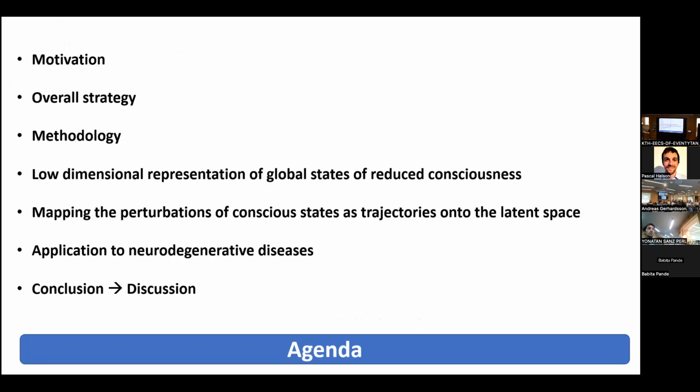So this is the main agenda of the talk. It will be basically a motivation of why we want to perform this kind of analysis, then an overview of our strategy, a more detailed explanation about the method, and then a couple of results using this method that are based on the low dimensional representation of this global state of reduced consciousness that we can get through this modeling and autoencoder dimensional reduction. Then how we can map model perturbations in this latent space that we get with the autoencoder, and then applications also to a different kind of brain state, which in this case would be neurodegenerative disease, and then conclusions and discussion of the results and method.